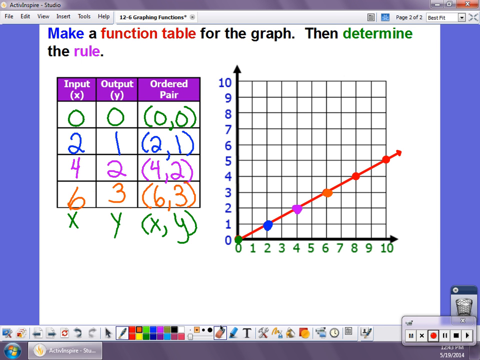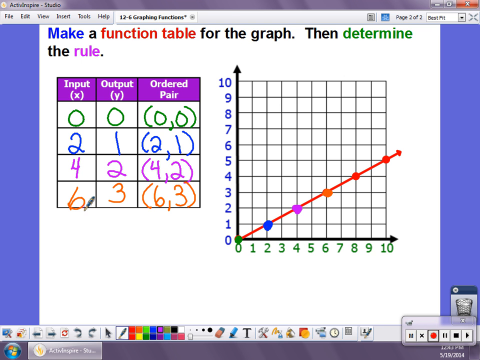So now that I've got a function table, figuring out the rule for this function is just like what we used to do. We're going to look at our x values, we're going to look at our y values, and we see that going from x to y, our numbers are decreasing, which means my rule is either going to be a subtraction rule or a division rule. Now if I look at my first pair of numbers, in order for this to be a subtraction rule, to go from 0 to 0, it would have to be 0 minus 0. So if I look at my next pair, 2 minus 0, that doesn't work out. So I know it's not a subtraction rule, which means it's got to be some sort of division rule.